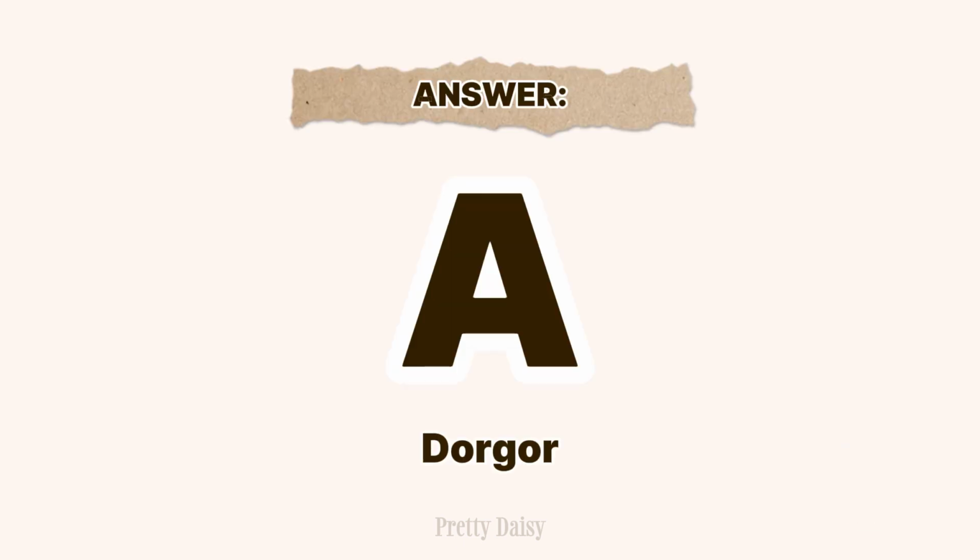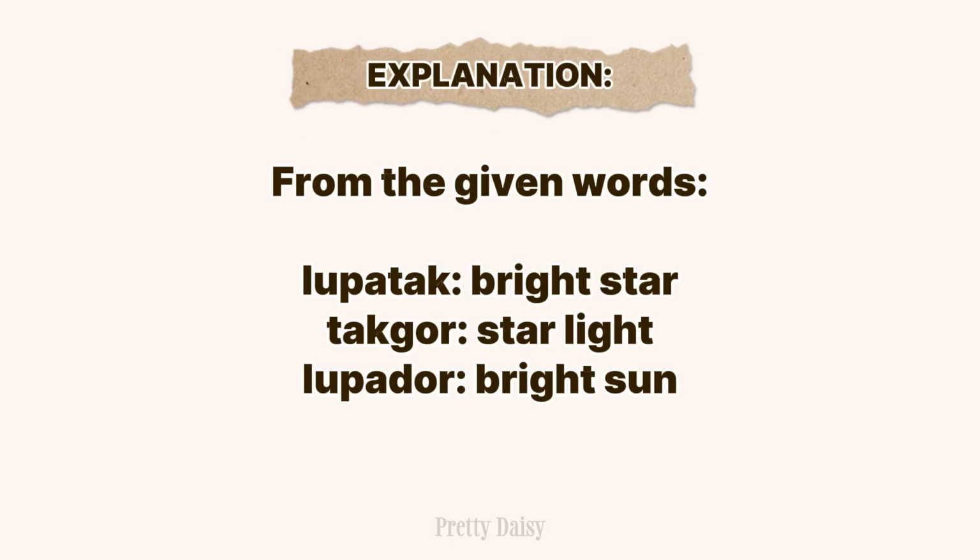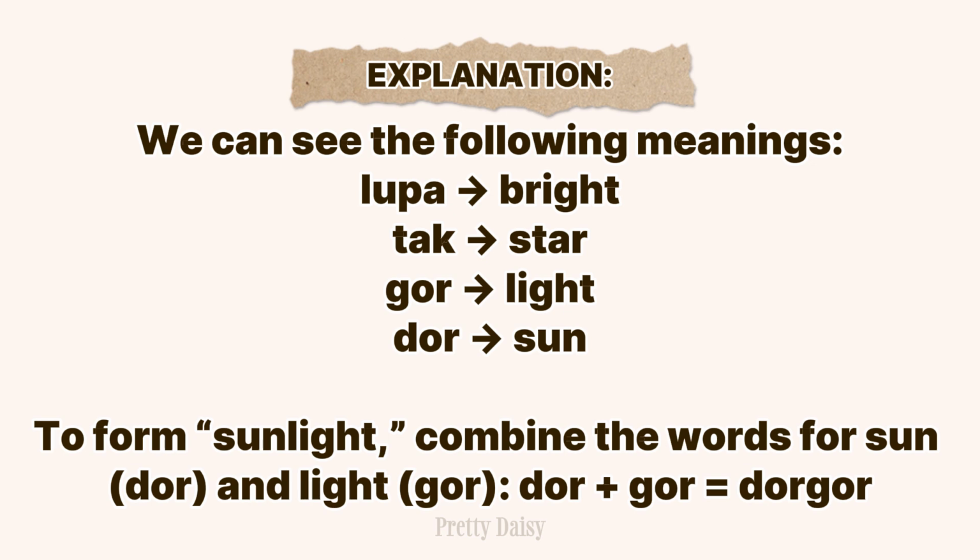Answer. A. Dorgor. From the given words, Lupatak, bright star; Takgor, starlight; Lupador, bright sun, we can see the following meanings. Lupa means bright. Tak means star. Gor means light. Dor means sun. To form sunlight, combine the words for sun, which is dor, and light, which is gor. Dor plus gor equals dorgor.